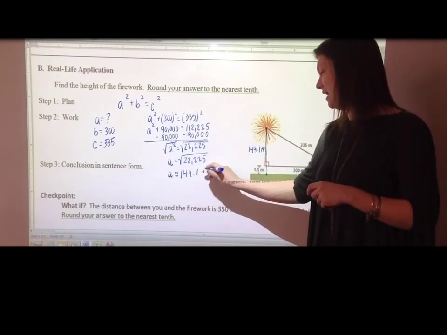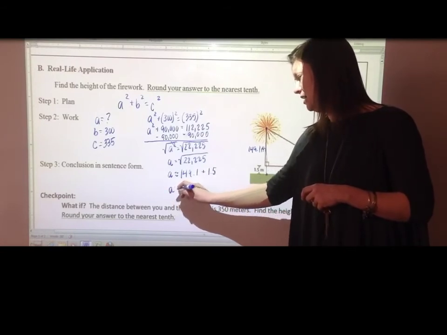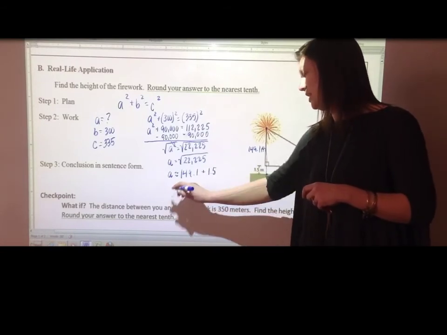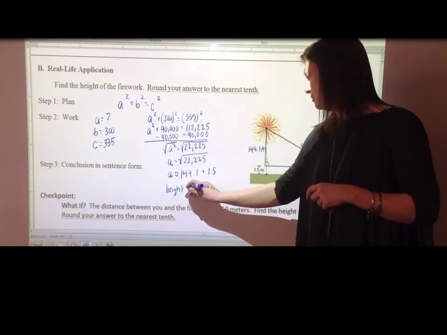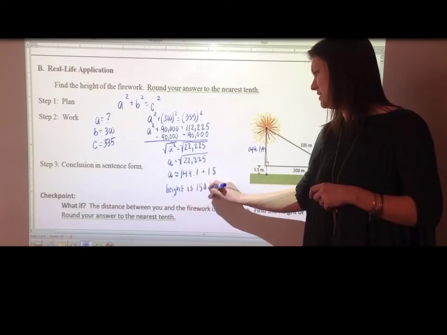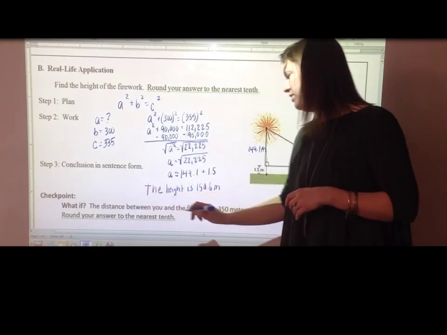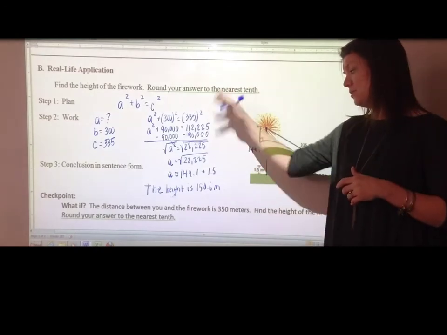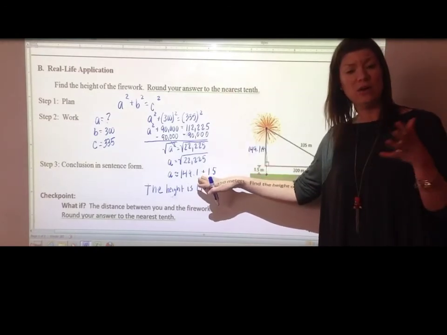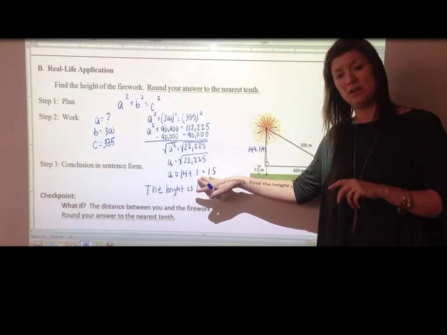So I'm going to add that to 1.5 to say that A is 149.1, but the height is 150.6 meters. And I can just put the word before it. The height of the firework is 150.6 meters. Remember, sometimes we get an answer for A or X, and it leads us to the correct answer. It's not always the answer that we're solving for.